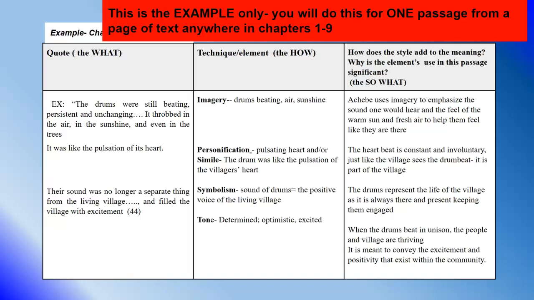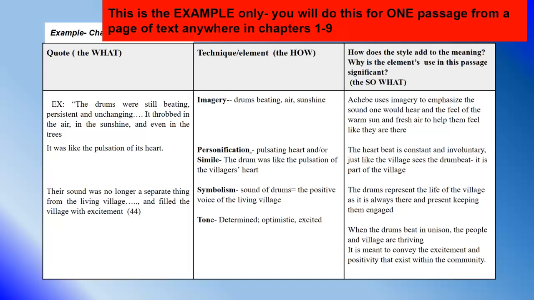So this is the how column. How is he showing you those things? And then the most important higher level thinking column is, how does this style add meaning, and why is it significant? Why is this coming from a pivotal section? So what? So why does he do this? So what? So you're telling me why he uses these things.